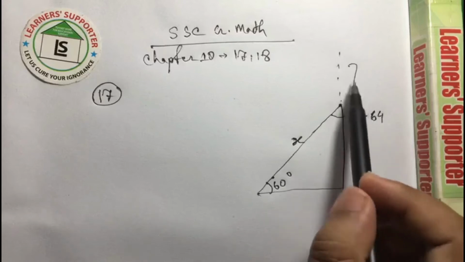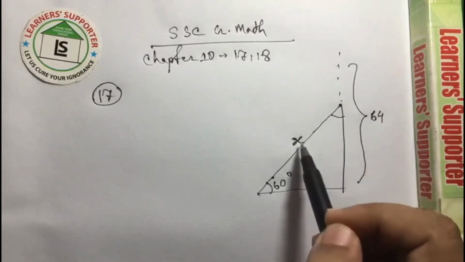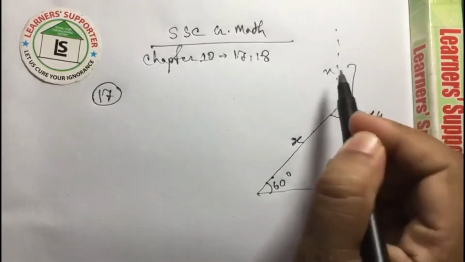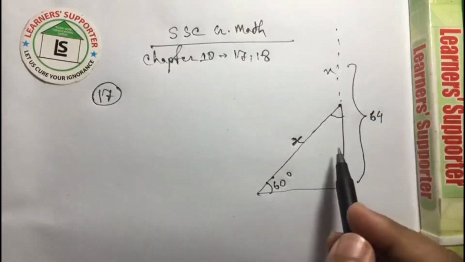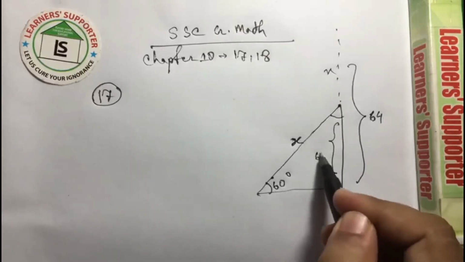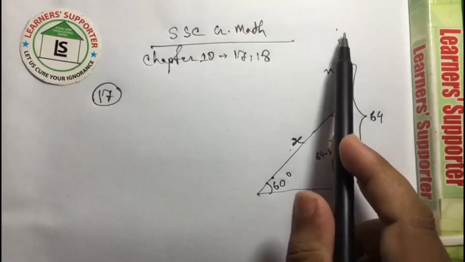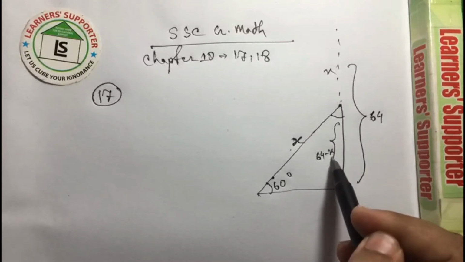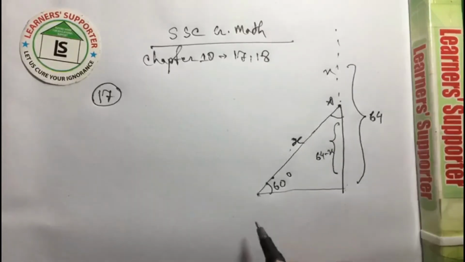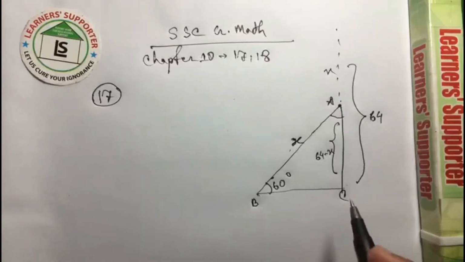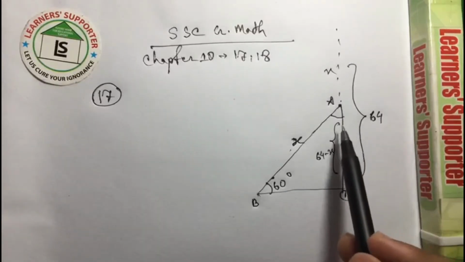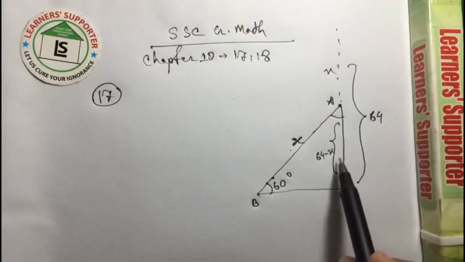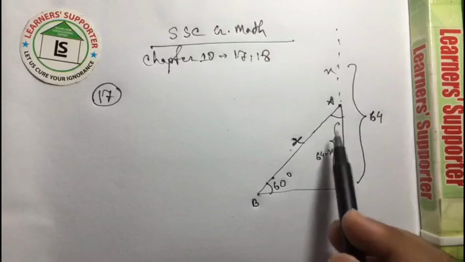The total length of the pole is 64 meter, and it has a broken part. When the broken part was standing, the part was here, and after breaking, this part is 64 minus x. The total length was 64, when x is broken, then it was 64 minus x. Name this diagram ABC. They have given us the length of the total pole, and from this we have got that AC equals 64 minus x, and we have supposed that AB equals x.